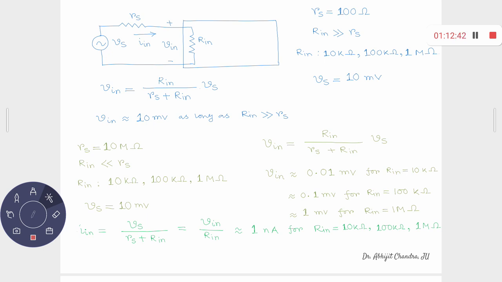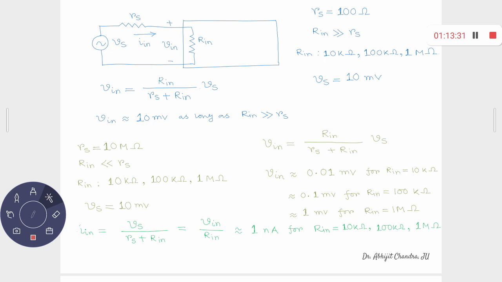Now, if you just once again follow the same methodology, Vin is Rin by Rs plus Rin into Vs. That time, do you expect the same voltage across the two terminals of this Rin? Yes or no? No. Hopefully no. Vin, when Rin is equal to 10 kilo ohms, is coming to 0.01 millivolt. When Rin is equal to 100 kilo ohms, then this voltage is 0.1 millivolt. And when Rin is equal to 1 mega ohm, then this voltage is 1 millivolt. So this voltage which is getting coupled at the input of the amplifier is not fixed. Previously it was fixed, every time it was close to 10 millivolt. But this time 0.01 millivolt, then 0.1 millivolt.